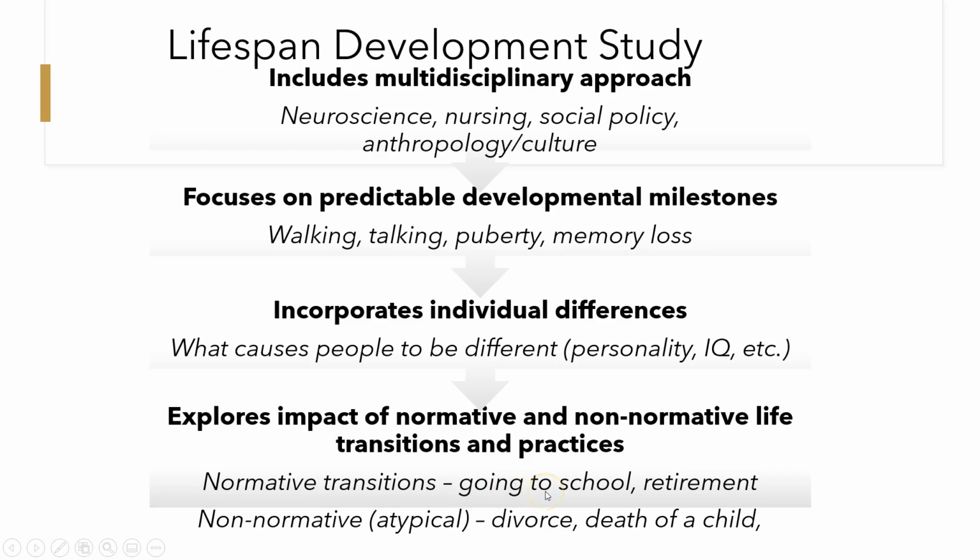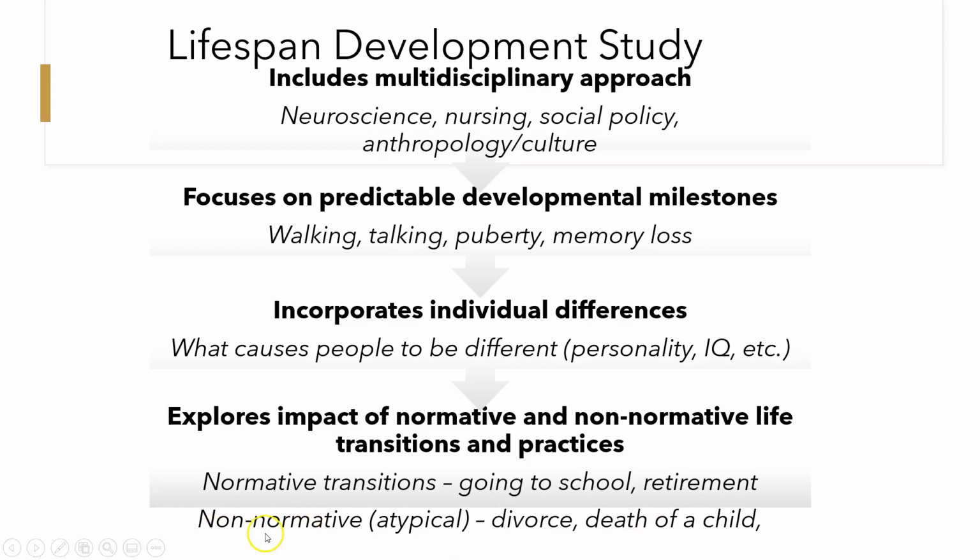But that is a transition of leaving home, of being away from your parents for the first time, right? Going to kindergarten. And so how do children deal with those normative transitions? Retirement, that's another normative transition. People retire from their jobs later in life. And how do people deal with that? What is the impact, the cognitive impact, the emotional impact, even the physical impact of retiring?